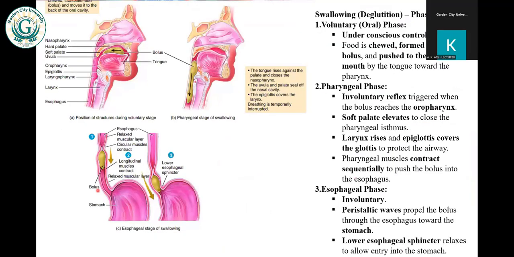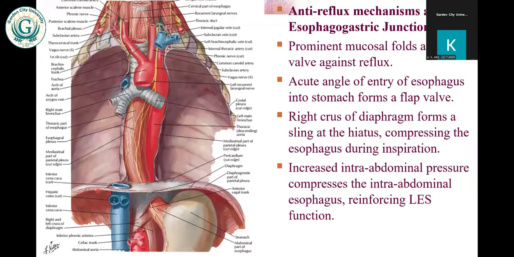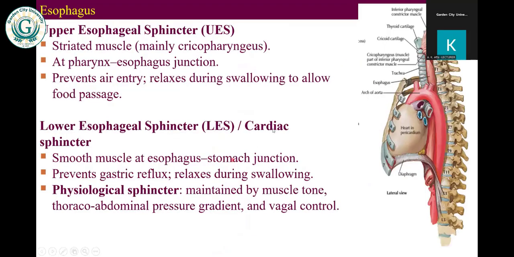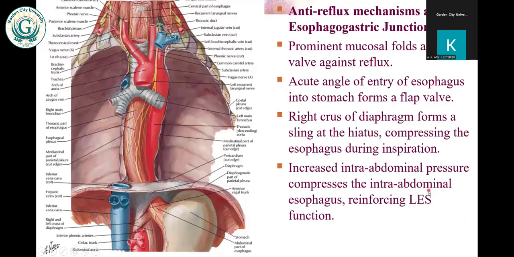But now at least I think we even talk about the mechanism of swallowing, which is a work of physiology. Then we said that the esophagus begins at the lower border of C6, the cricoid cartilage at the vertebral level C6. It pierces the diaphragm at T10, then joins the stomach at T11.